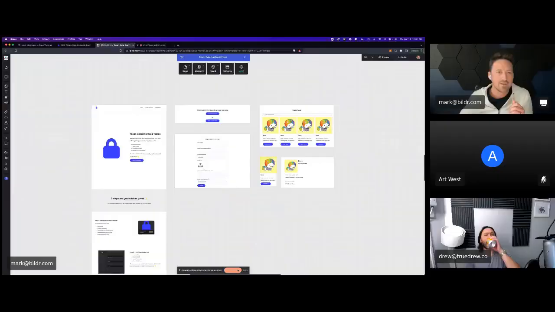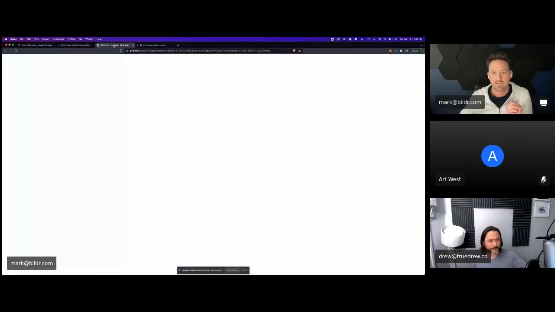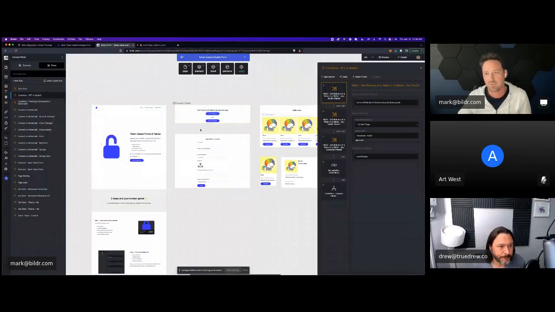And then the other one was about how do you tell Bildr which token or NFT to check for, right? Is that the question? I think so. Yeah. So let me show my screen again. I'll actually just show you. Inside of this template and in Bildr generally, there's this action called get balance of a token in a wallet. And I named this one any studio passes.